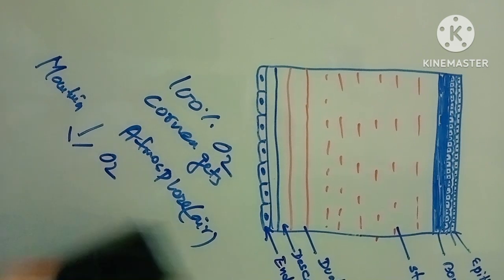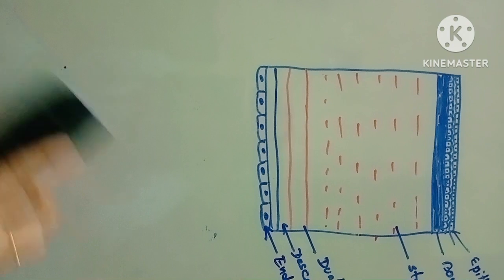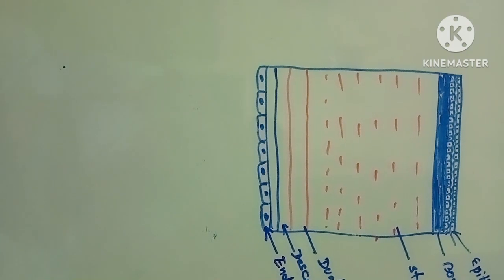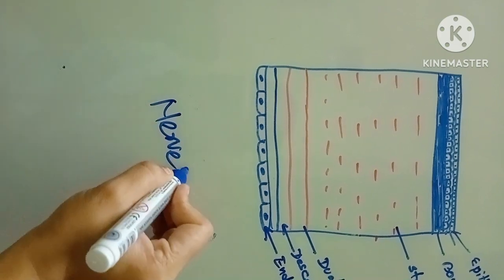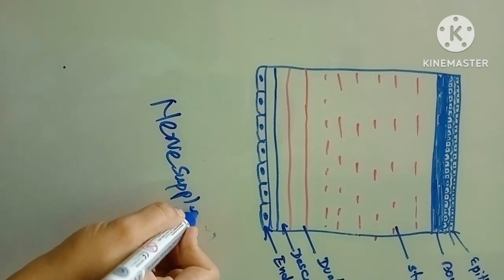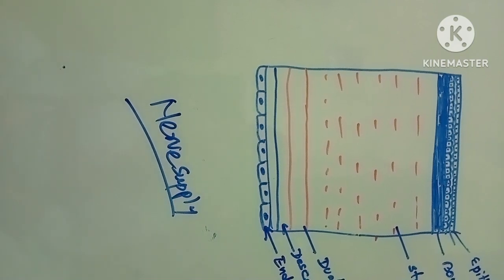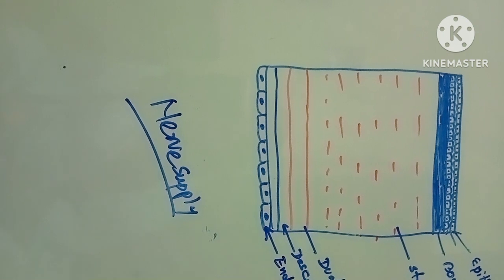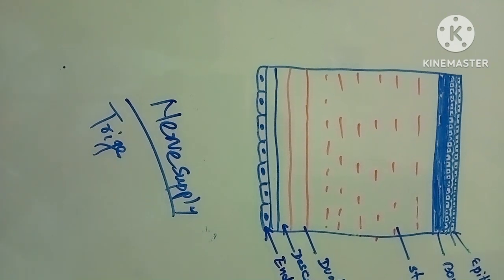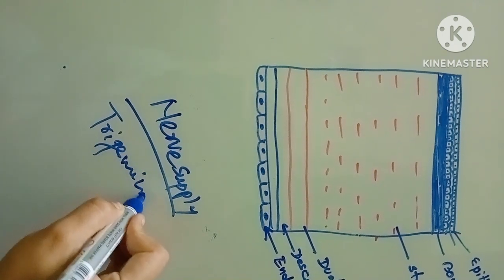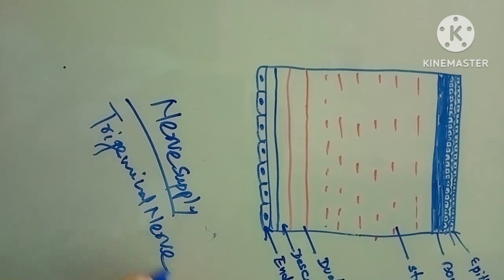Now the last is nerve supply. I will tell which nerve is supplying the cornea. In nerve supply, this is the nerve supply: the ophthalmic division of the trigeminal nerve, the fifth cranial nerve. So the trigeminal nerve is supplying the cornea.